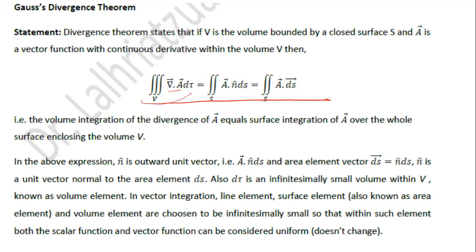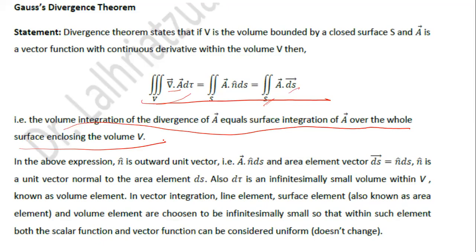On the right side, what we have is surface integration of the vector field. So in a mathematical statement, it says that the volume integration of divergence of A equals surface integration of A over the whole surface enclosing the volume. So that's what the Gauss divergence theorem says, and we'll talk about it.